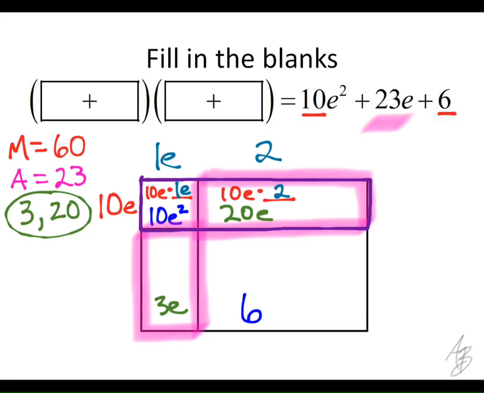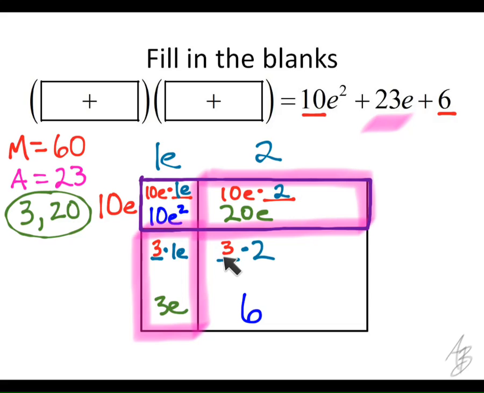And then I'm going to come down here and I'm going to say the area of this rectangle, since the width is 1E, is going to be something times 1E. And the width of this rectangle here is 2, so the area is going to be something times 2. Well, what do I multiply by 1E to get 3E? 3. What do I multiply by 2 to get 6? 3. And if we did everything right, what do you think is going to happen with this number and this number?